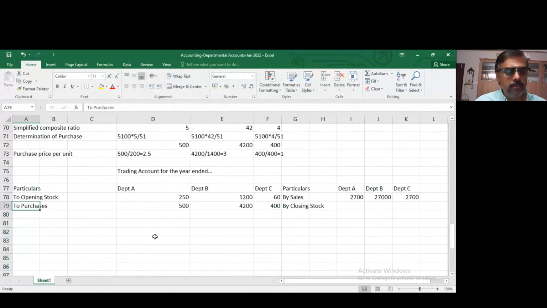Generally, you can determine your GP. So the GP cannot be determined unless you determine your closing stock. Any idea how can we determine closing stock here?